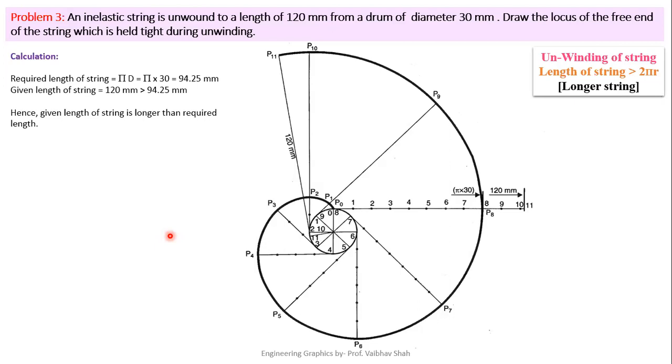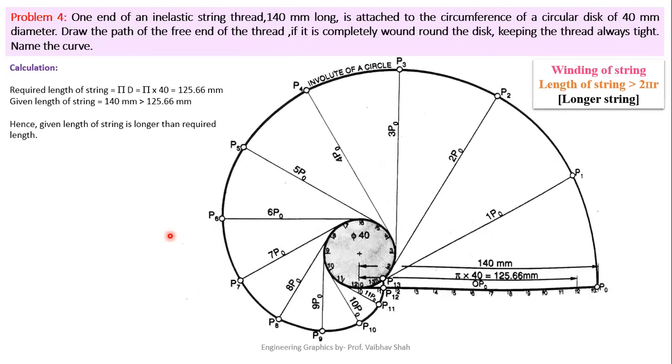Now, let us see one more example. Problem 4. One end of an inelastic string thread 140 mm long is attached to the circumference of a circular disc of 40 mm diameter. Draw the path of the free end of the thread, if it is completely wound round the disc, keeping the thread always tight. Name the curve.